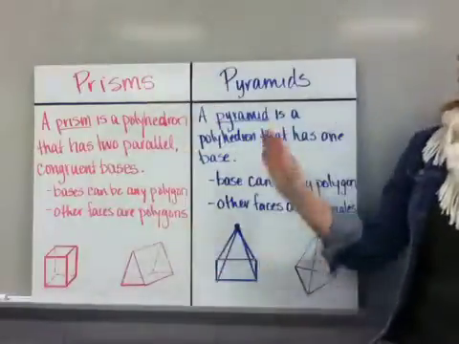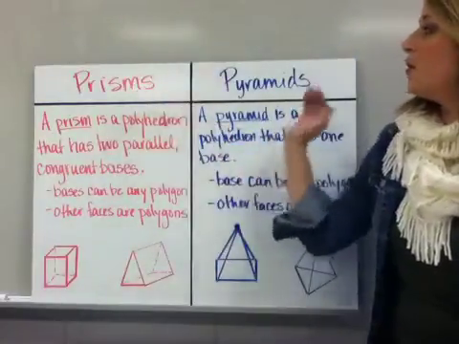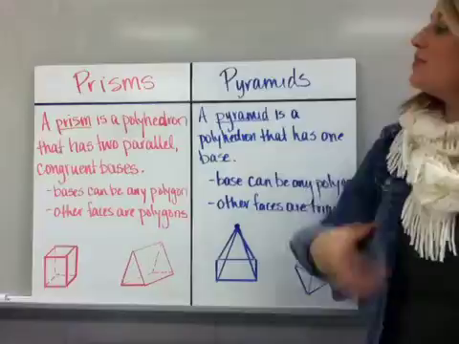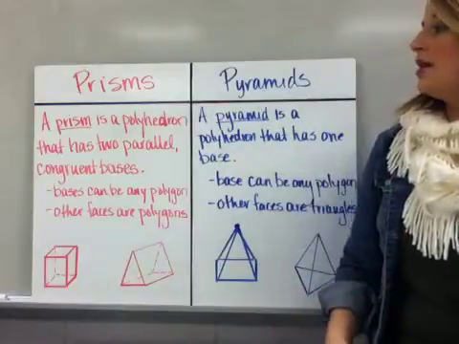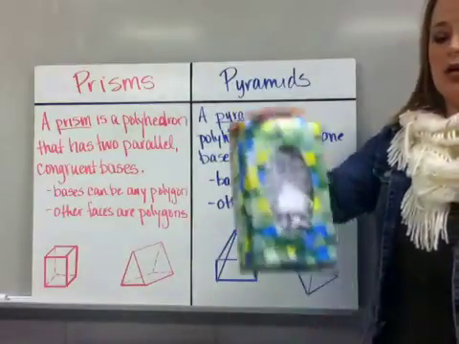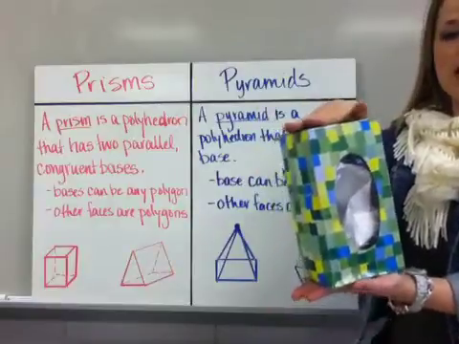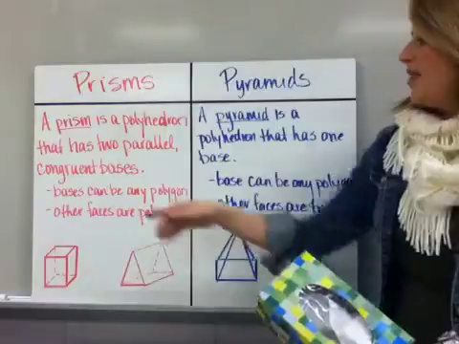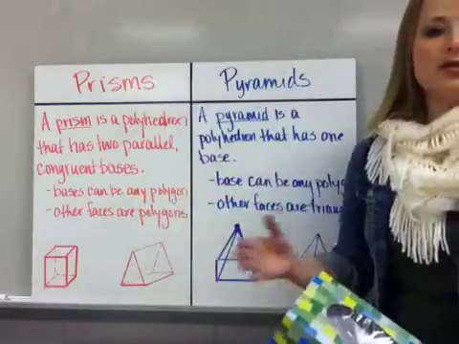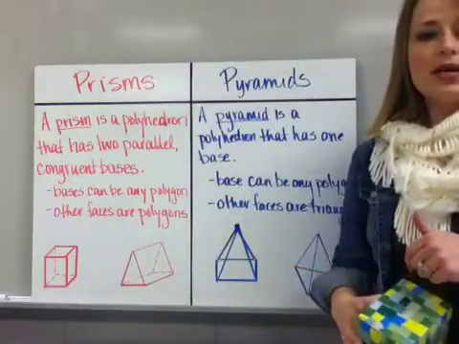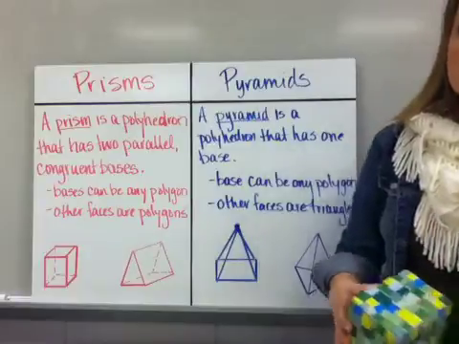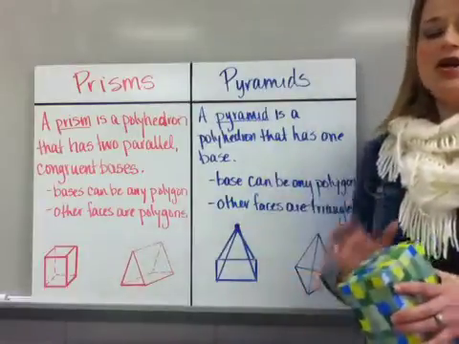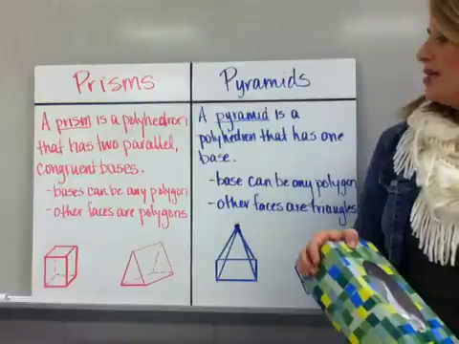Polyhedrons are split into 2 categories. They are either prisms or they are pyramids. A prism is a polyhedron that has 2 parallel congruent bases, here and down here. They're parallel and they are congruent, the same shape. These bases can be any polygon. So like I said, I could have a triangle, a rectangle, a pentagon, a hexagon, a heptagon, an octagon, a 24gon. You could have anything that's a polygon as your base.